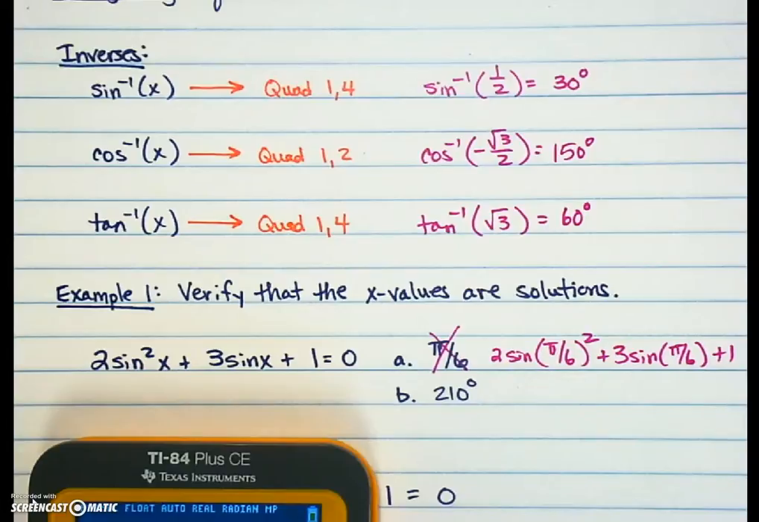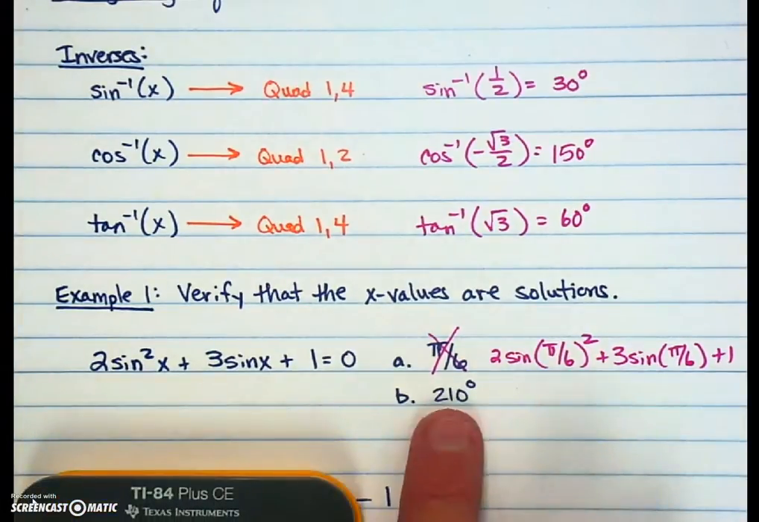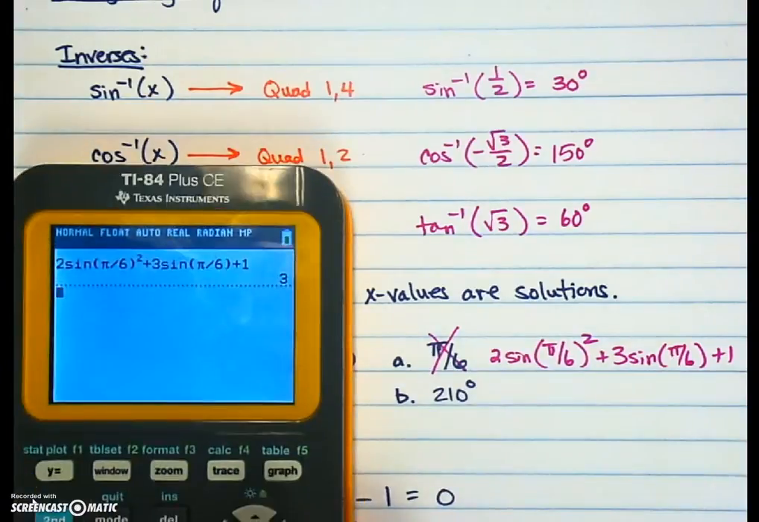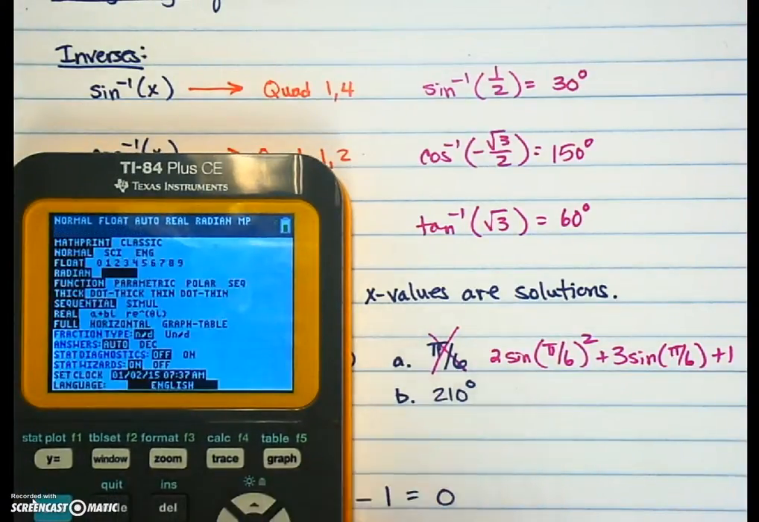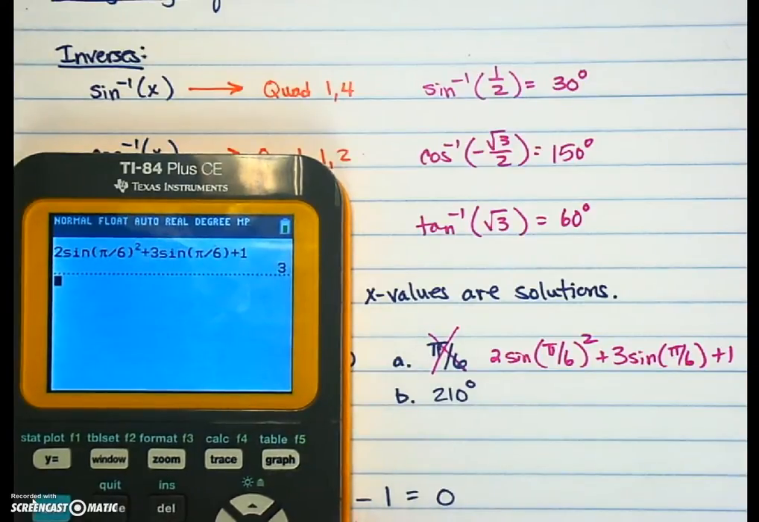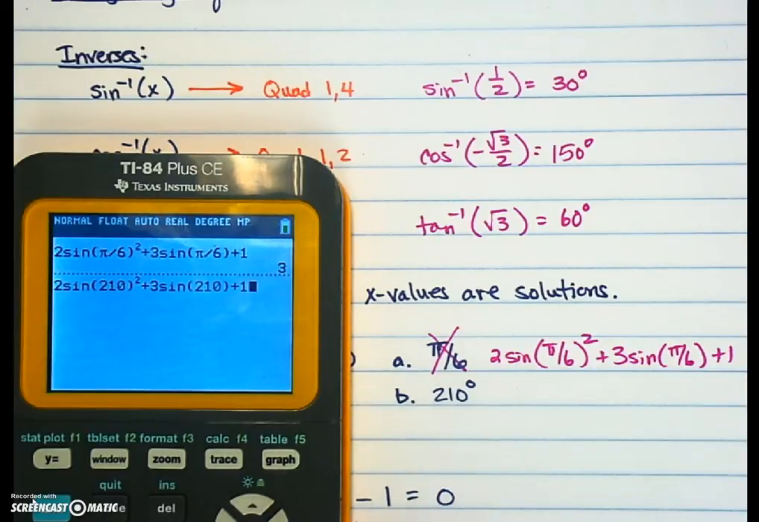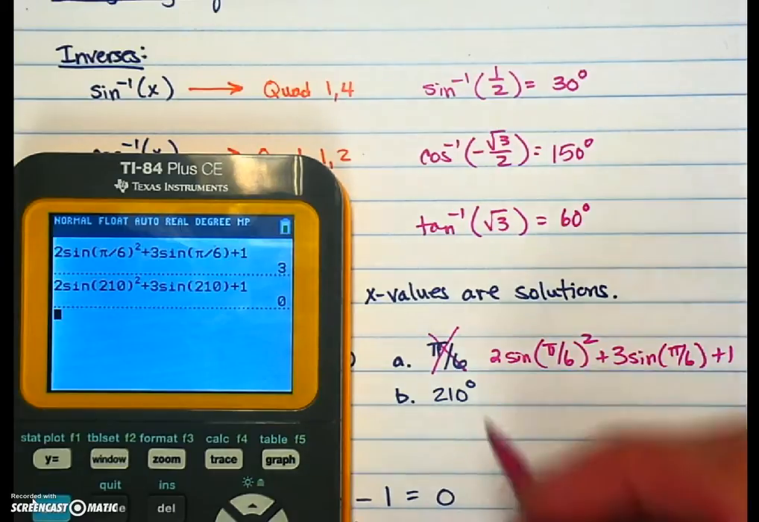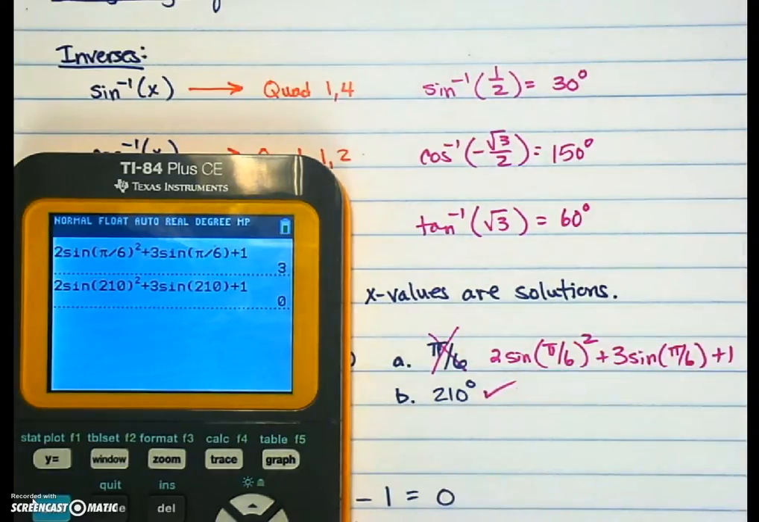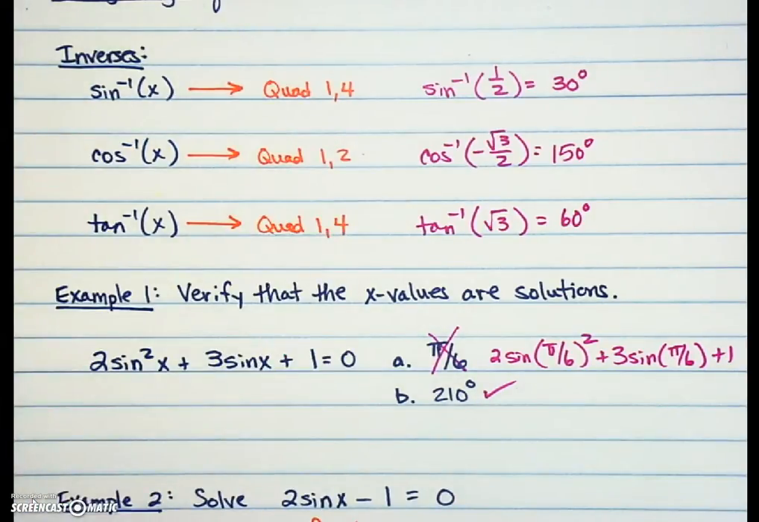So this answer does not verify. Then I'm going to do the same thing for 210, except for 210 I got to put it in degree mode. I'll go back here and put it in degree mode. All right, and I'm going to do 2 sine of 210 squared, plus 3 sine of 210 plus 1. And notice that one does give me 0, so that one is verified. That's all you have to do to verify that they are solutions. Now let me show you how to solve one of these.